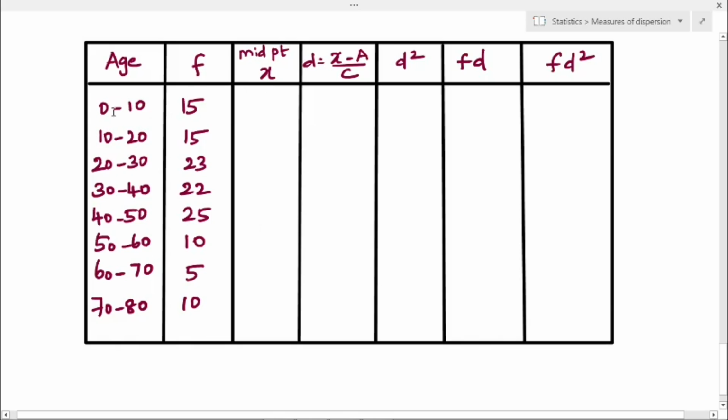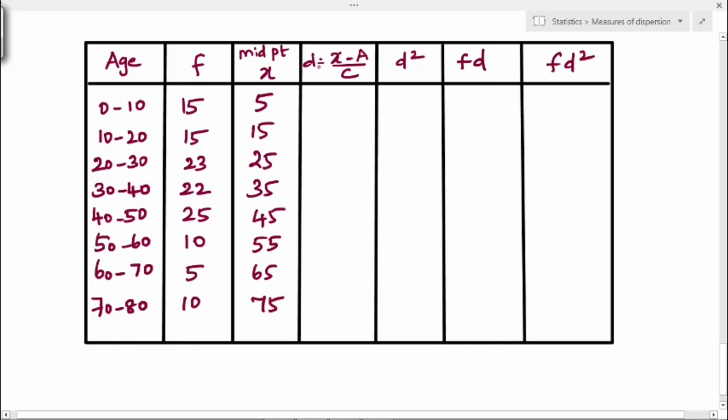Now we have to find the midpoint. Midpoint is nothing but upper limit plus lower limit divided by 2. So first, 0 plus 10 divided by 2, that is 10 by 2, 5. Next, the second value, 10 plus 20 divided by 2, that is 30 by 2, 15. Likewise you have to calculate the rest of the values, that is 25, 35, 45, 55, 65 and 75.